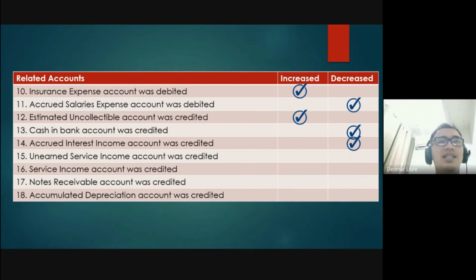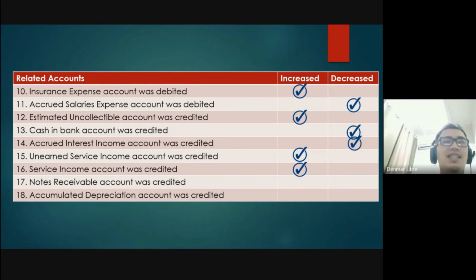Unearned service income account was credited. This is not an income account but a liability account because of the term unearned. That means we still need to render the service in the future. Normal balance, credit, increase. Service income account was credited. Income account, normal balance, credit, increase.